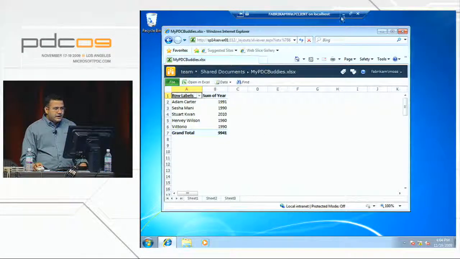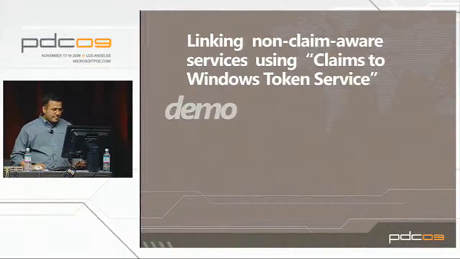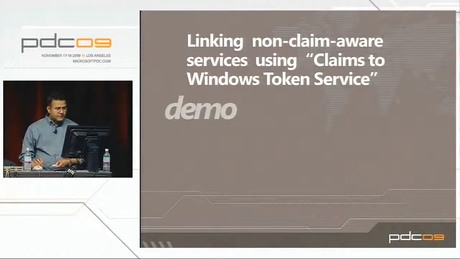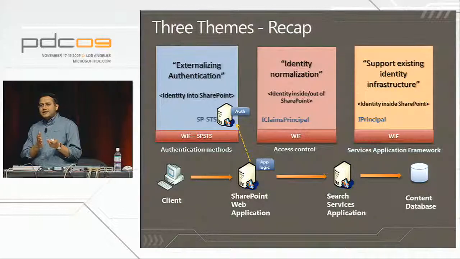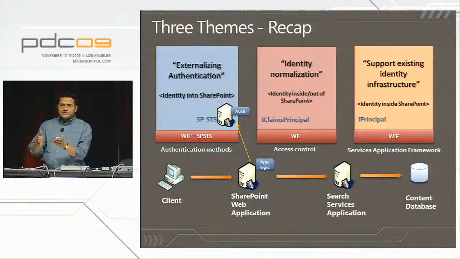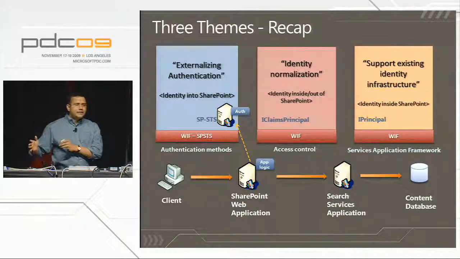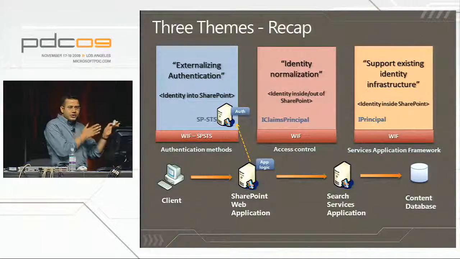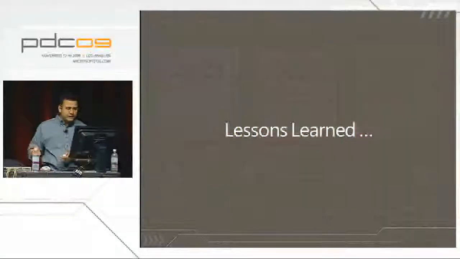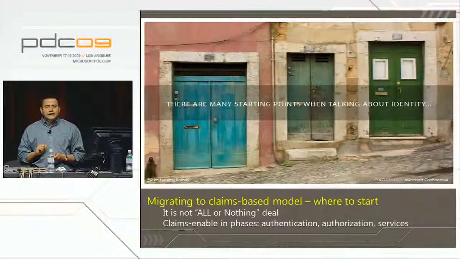Okay. Now let me go back to the PowerPoint now. All right. So three themes that we talked about today: externalizing authentication, identity normalization, which is service-oriented, and the third one is supporting the existing infrastructure, which is basically how you convert from claims-based identity to the Windows identity. And let me go through quickly the lessons learned.